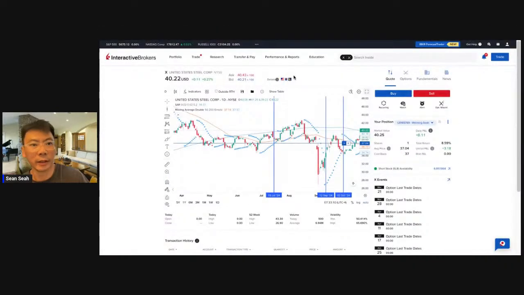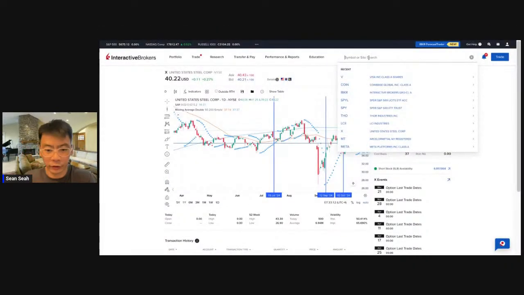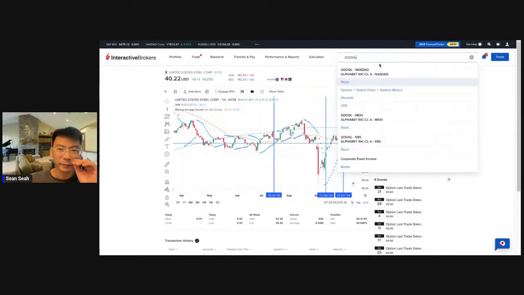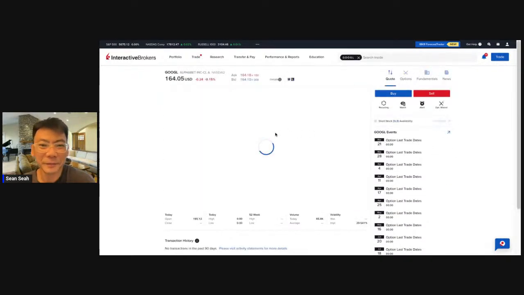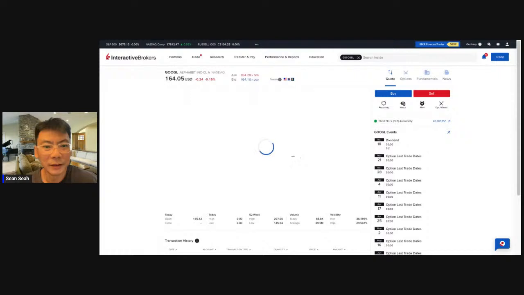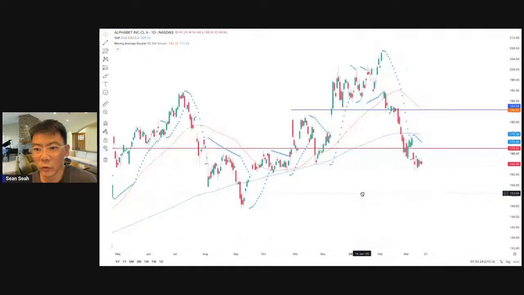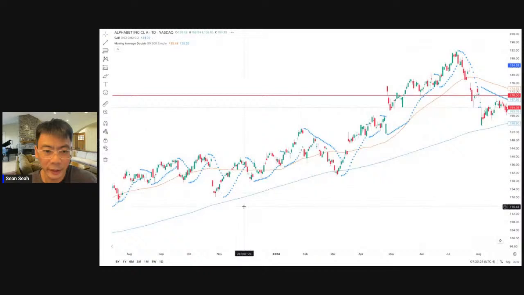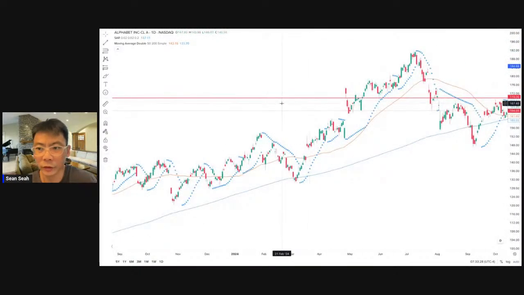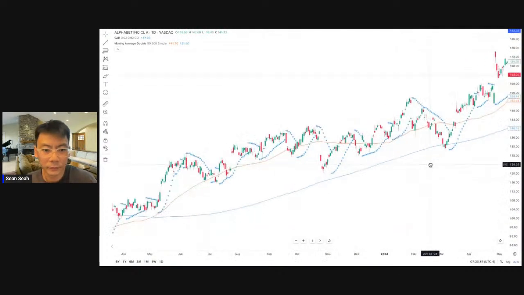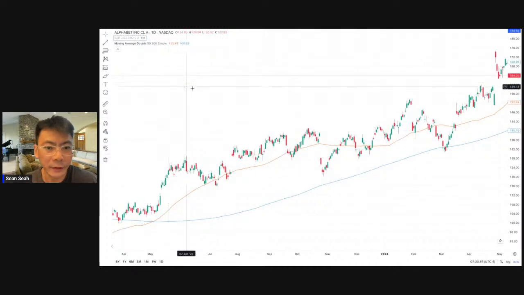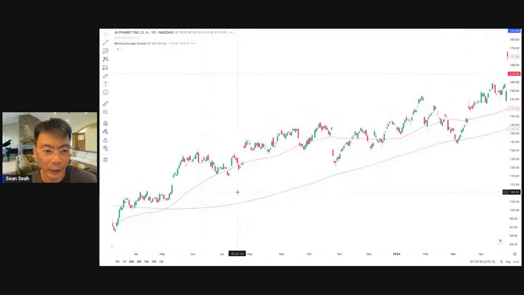So let's see another trending stock. Let's go for another trending stock. It'll be a lot easier to see. Let's look at Google. Okay, so Google, you can see bulk of the time it's a trending stock. Let me hide the Parabolic SAR first. Okay, just using moving averages.